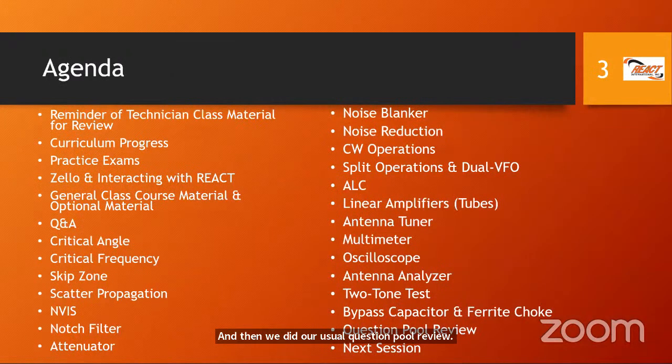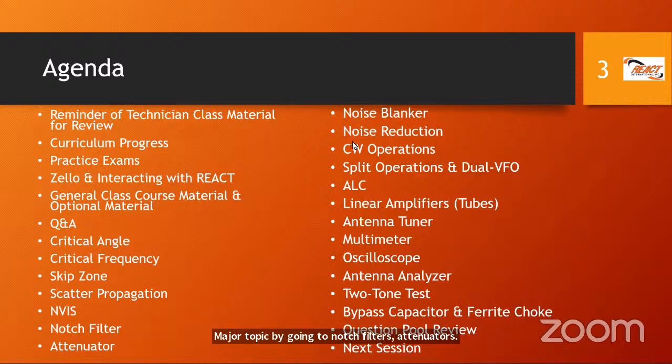So our agenda for this evening: technical topics. We'll be discussing critical angle, critical frequency. Then we'll discuss what the skip zone is. We'll talk about scatter propagation, and then NVIS. And then we move on to the next major topic, notch filters and attenuators. We'll discuss what the noise blanker function is, also noise reduction.